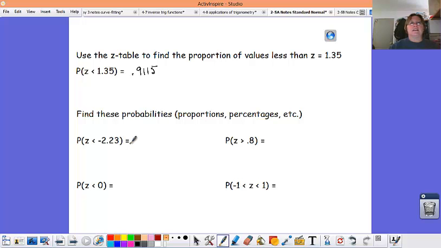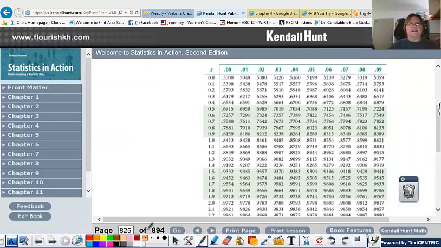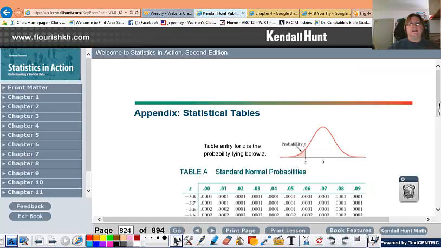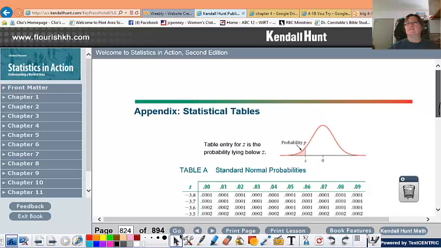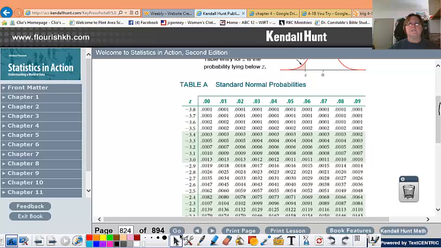So we're going to ask you to get your table out or look at mine. We want to know about a z less than negative 2.23. So we've got to get on the negative side of the table. And what we were looking for was negative 2.23. There's negative 2.2. There it is, 0.0129.